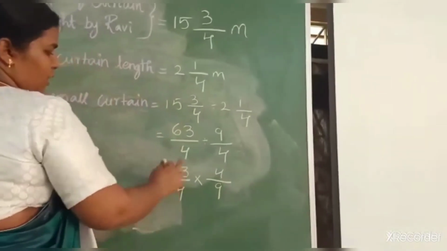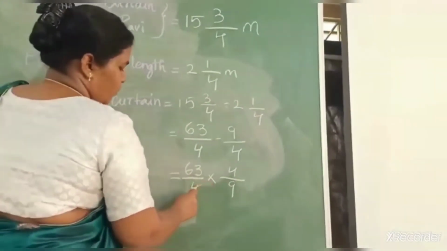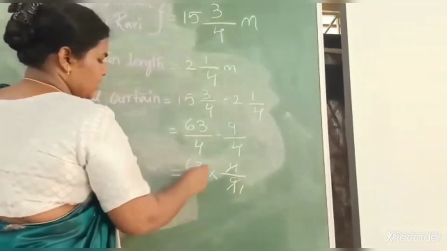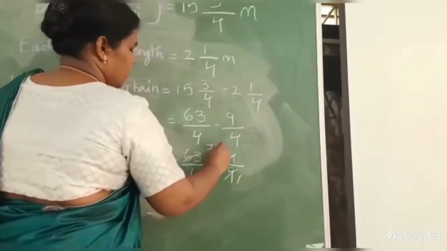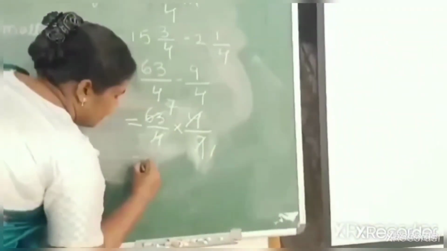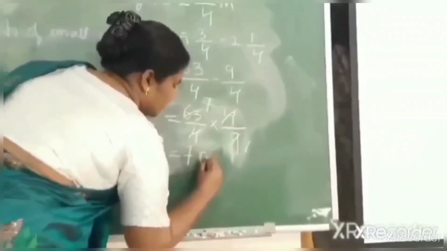Is there any way of cancelling it out? So 4 we can cancel. So 9 ones are 9, 9 sevens are 63. 9 is only 7. So 7 meters.